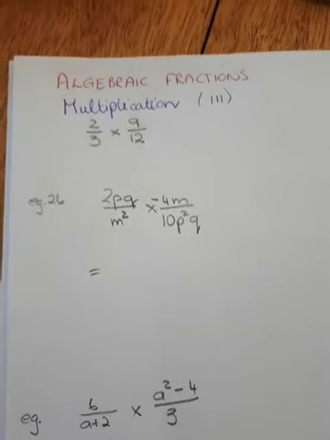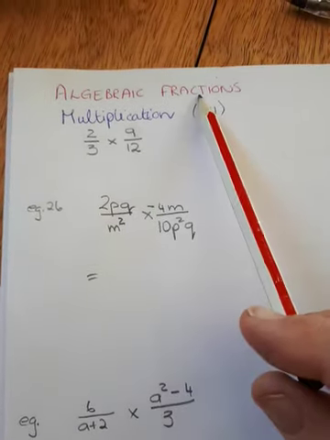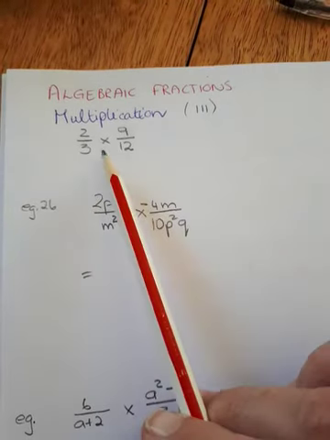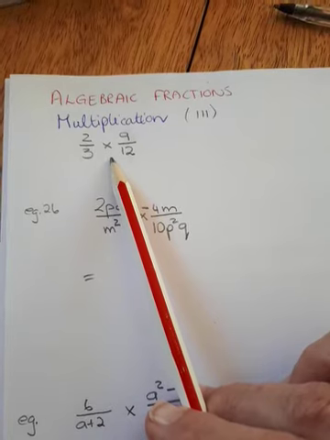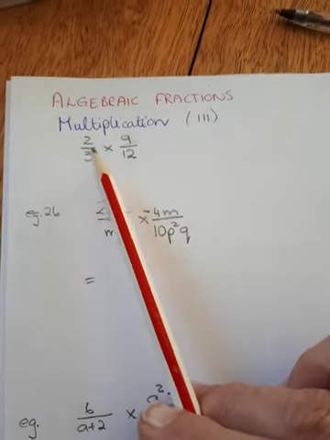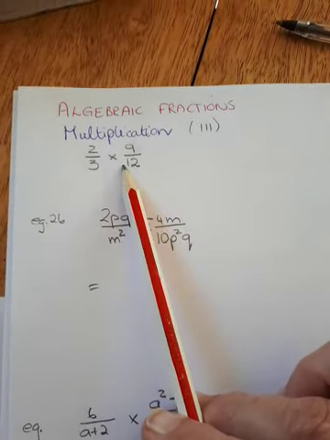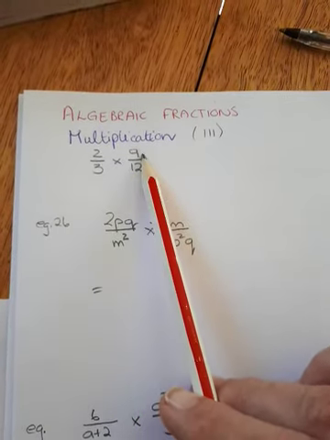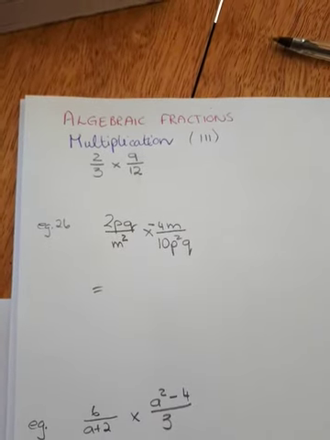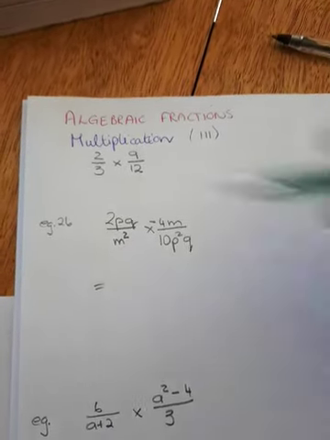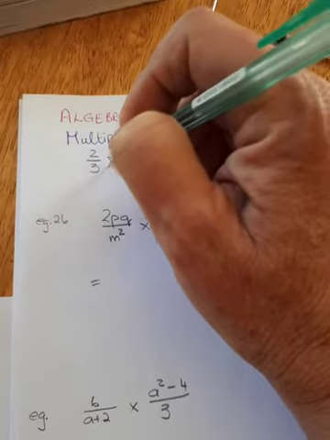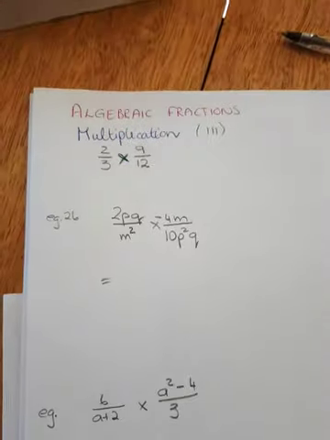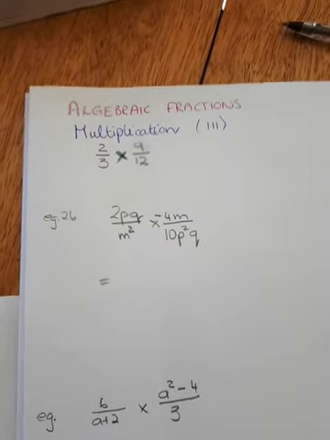Hello, this video is about the multiplication of algebraic fractions. Before we go to the algebraic fractions, I just want to go back and remind you of the multiplication of common fractions. Remember, if we have something like 2/3 times 9/12, very importantly, we have a multiplication here as operation. And when we have a multiplication, then we can apply the cancelling rules.